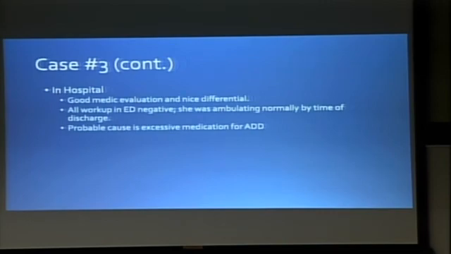The workup in the ED was entirely negative. She was ambulating totally normally at the time of discharge. She clearly, in retrospect, probably hyperventilated a bit and then had a syncopal episode, and hence her tingling and numbness. But it turns out she probably has a little bit too much medication for ADD.